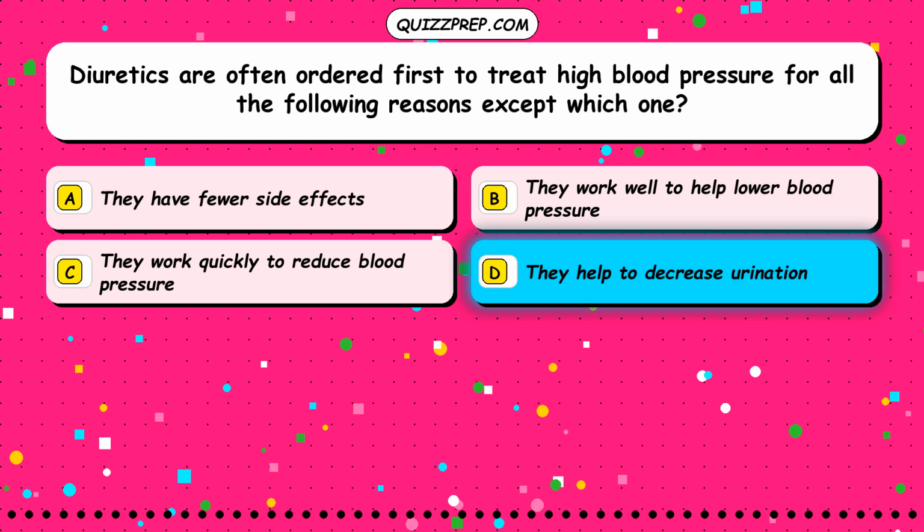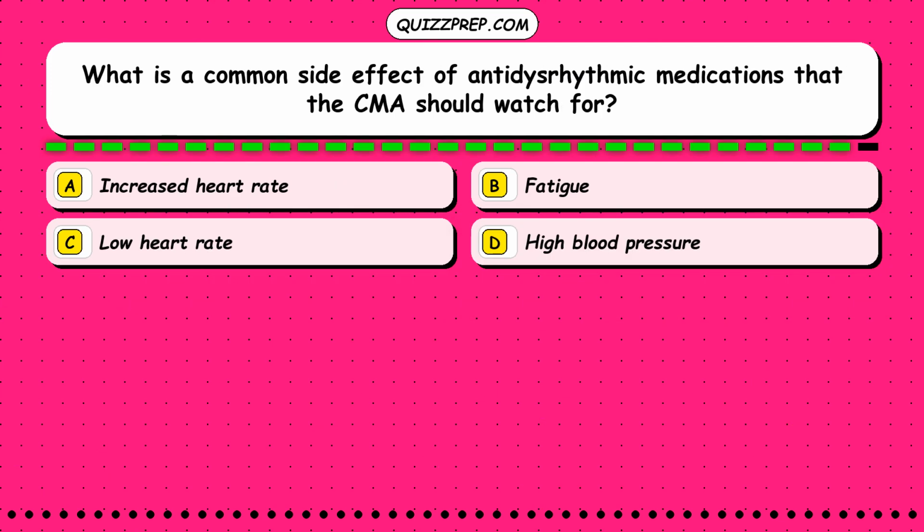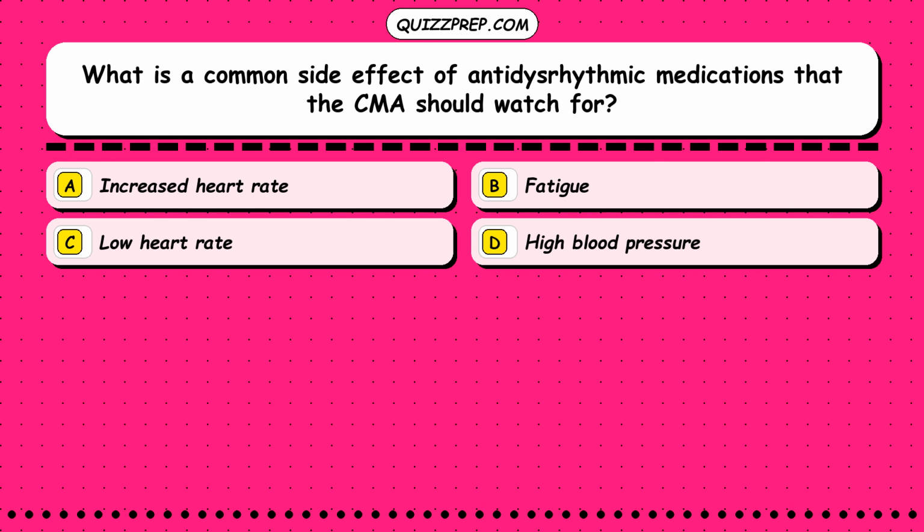Option D, they help to decrease urination. The correct answer is option D, they help to decrease urination. Question 369. What is a common side effect of antidysrhythmic medications that the CMA should watch for? Option A, increased heart rate. Option B, fatigue. Option C, low heart rate. Option D, high blood pressure.